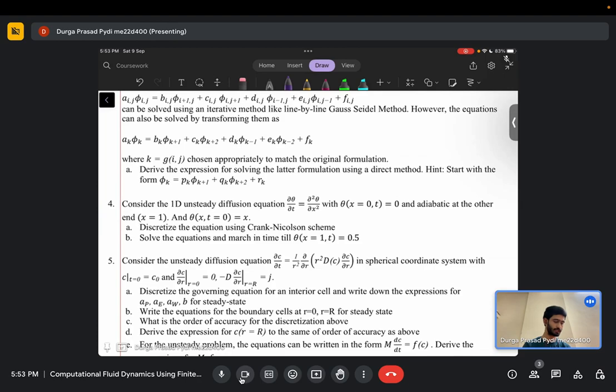Question number 4 is an unsteady diffusion equation. We have the initial conditions. One end is held fixed at 0, and the other end is adiabatic. Initially the profile is linear. We have to discretize the equation using the Crank-Nicolson scheme, and then solve and march in time till the value is equal to 0.5.